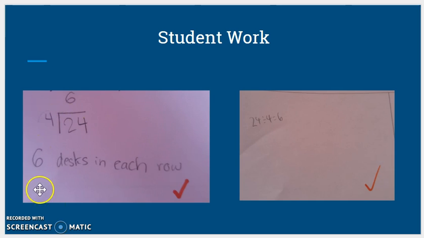So the first student divided to find the answer, and then the second student also did the same. So it's pretty much the same for that one.